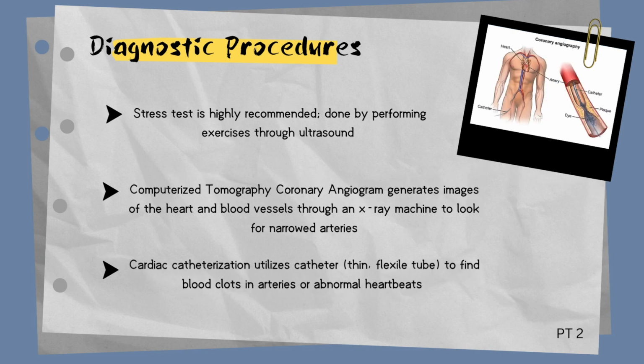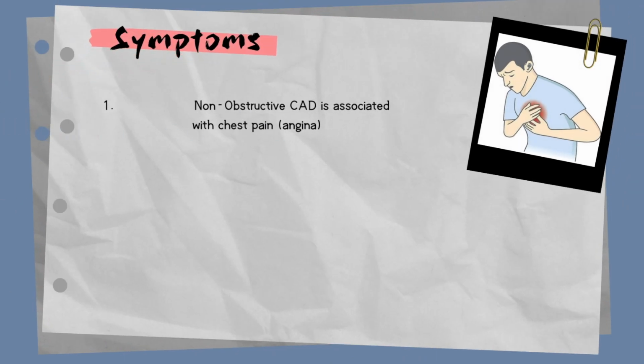Lastly, cardiac catheterization utilizes a catheter, a thin flexible tube that moves along the blood vessel to the heart to find blood clots in arteries or abnormal heartbeats. There are 3 types of CAD.